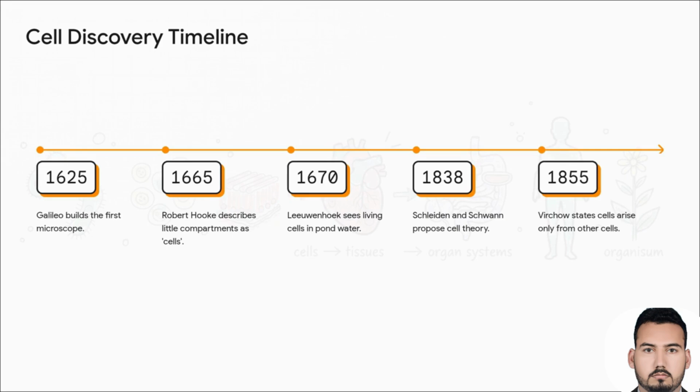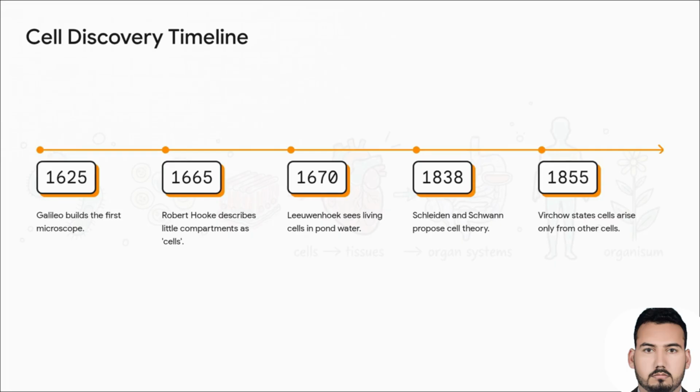Now, what's really interesting about this timeline is seeing how our knowledge just snowballs as technology improves over the centuries. In 1625, Galileo builds the first microscope. That single new tool eventually lets Robert Hooke, in 1665, look at tree bark and describe these little empty compartments he calls cells. Then, a few years later in 1670, Leeuwenhoek upgrades the microscope and, boom, he actually sees living cells swimming around in pond water.